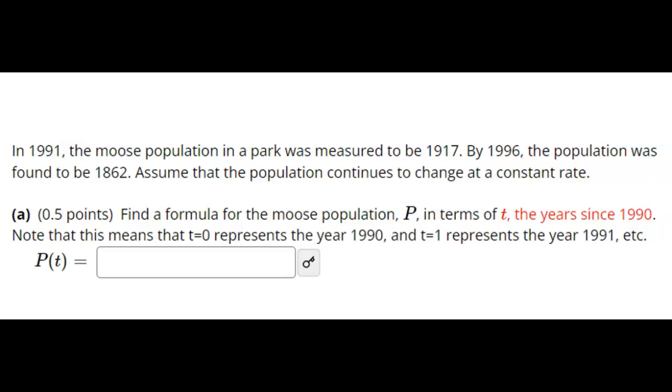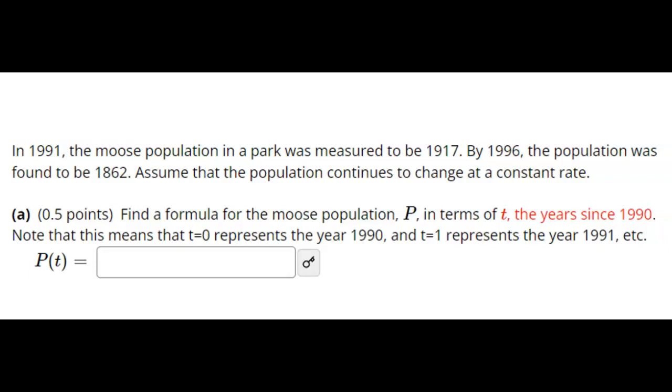Given the problem, in 1991, the moose population in a park was measured to be 1917, and in 1996, the population was found to be 1862. Assume the population continues to change at a constant rate.